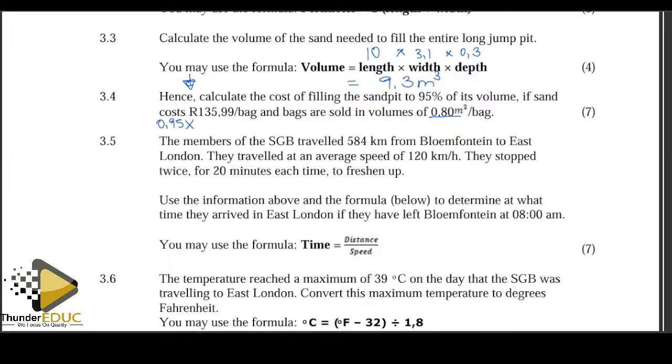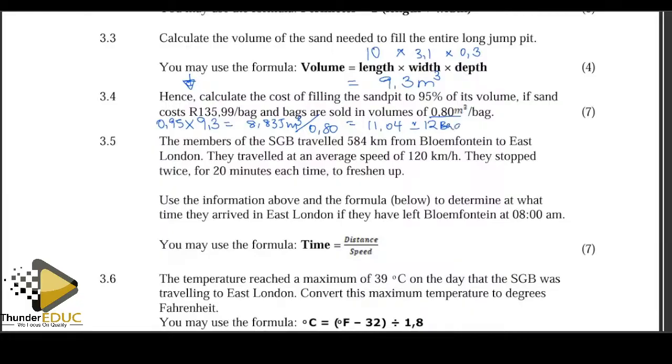So it will be 95% of the 9,3. 95 times 9,3. So wonderful. We have it as 8,83 meters cubed. Then we divide this by 0,8. We end up having 11,04. This simply means you need 12 bags.